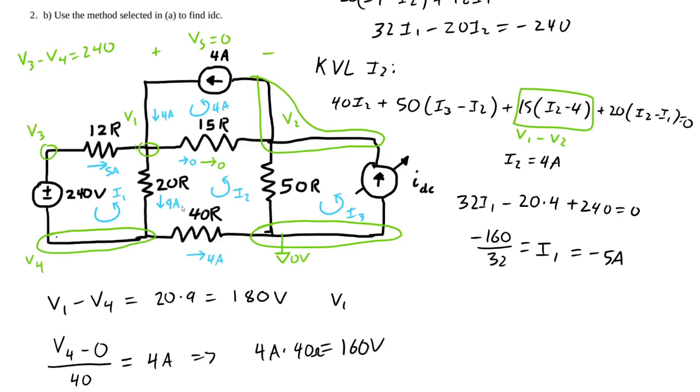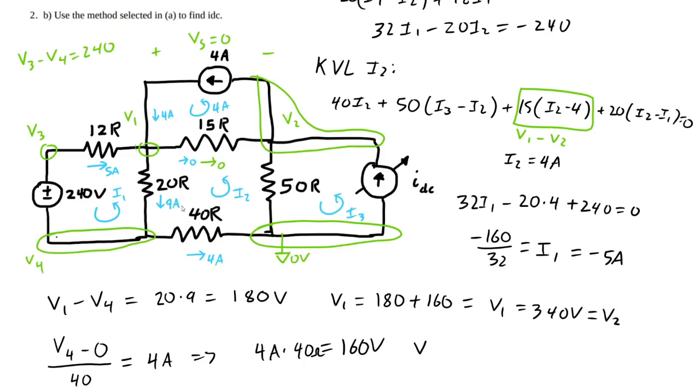So, V1 plus 160 is going to equal, or sorry, let me do this again. 180 plus V4, which is 160, is going to give us V1. And by extension, V2. So let's see. 180 plus 160 is 340. So 340 volts. And V1 equals V2.